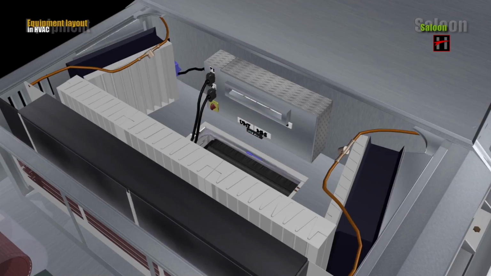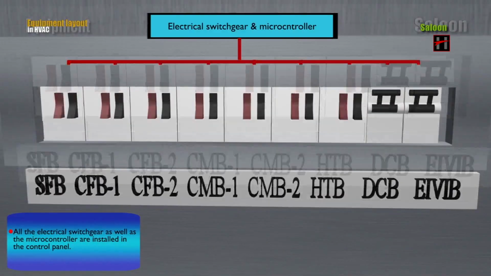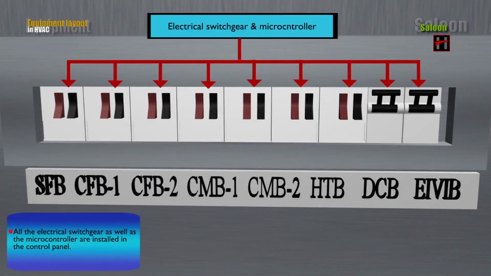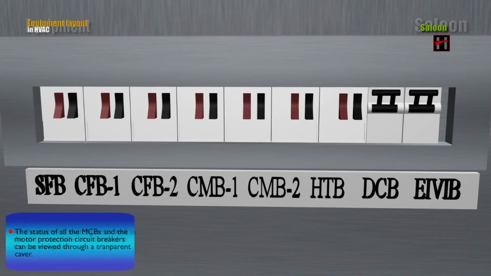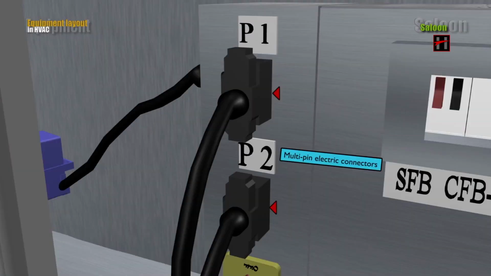The mixed air compartment accommodates the electrical control panel. All the electrical switchgear as well as the microcontroller are installed in this electrical control panel. The status of all the MCBs and the motor protection circuit breakers can be viewed through a transparent cover. Two multi-pin electrical connectors are situated on the front side of the panel.